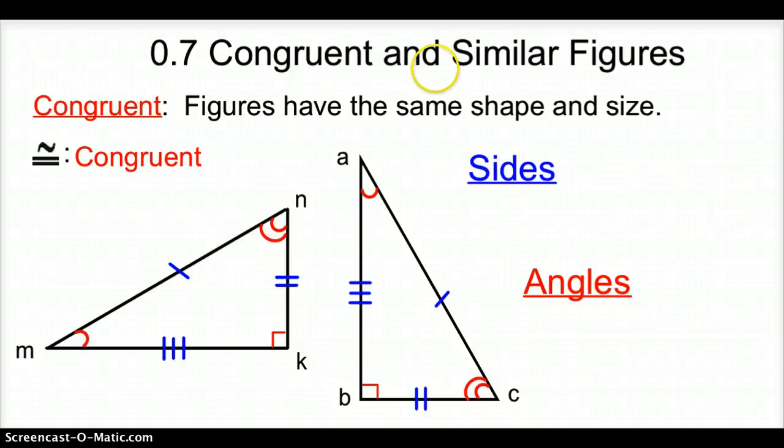Howdy and welcome to section 0.7, Congruent and Similar Figures. We are going to start off with our very first vocab word, which is congruent, which means figures that have the same shape and size.